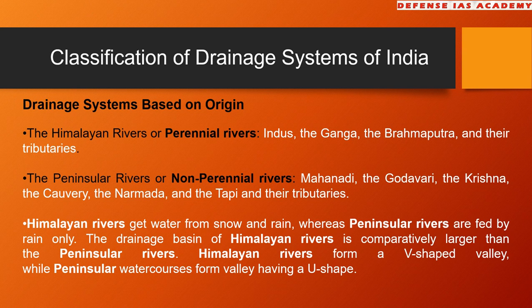And the peninsular rivers, or the non-perennial rivers, get their water from rain only, and their drainage basin is small compared to the Himalayan rivers, and they also have a valley of U shape. The major rivers in the non-perennial river system are the Mahanadi, the Godavari, Krishna, the Cauvery, the Narmada, the Tapti, and others, and their tributaries. Okay, so all these rivers are fed from rain alone.